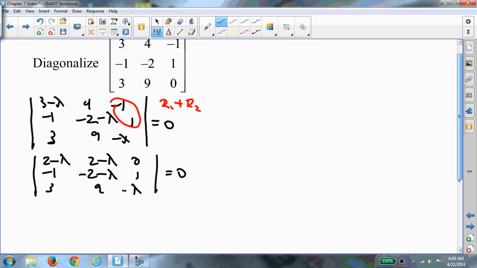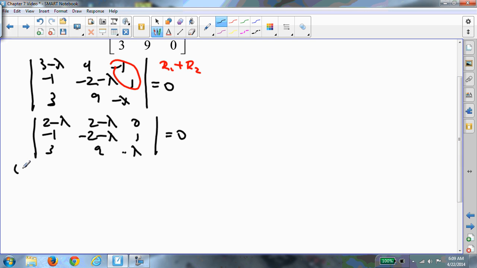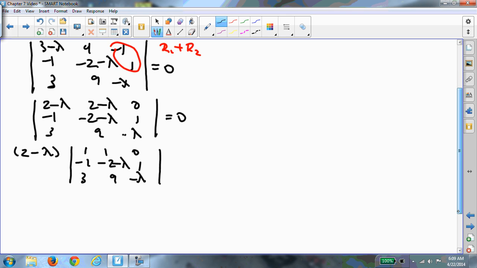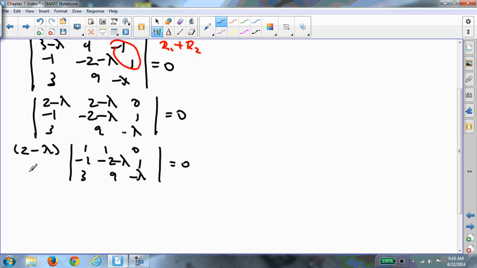Now remember, we can also do some factoring. So I'm going to factor 2 minus lambda out of row 1. And I'm going to have 1, 1, 0; negative 1, negative 2 minus lambda, 1; 3, 9, negative lambda. I think I might stop there. Now you can continue, like you could do a row 1 plus row 2 if you want, but the whole idea is to try to get this into something where you don't have a cubic to work with. At this point, I'll do 2 minus lambda times the resulting determinant, and I'm going to use row 1 since there's a 0 there, so I'll have a quadratic to solve instead of a cubic.